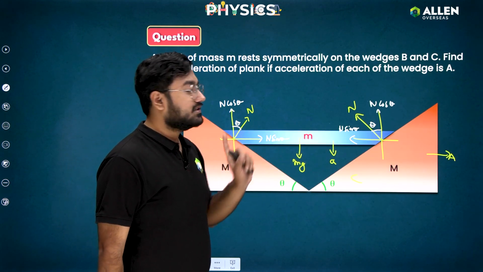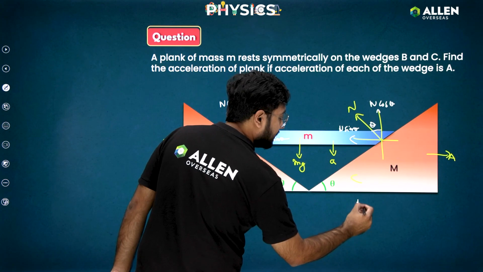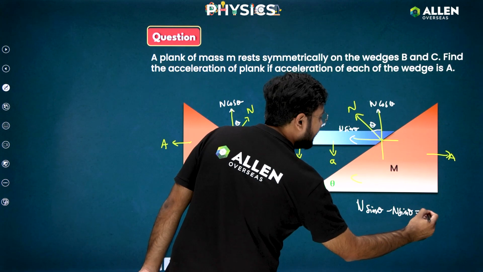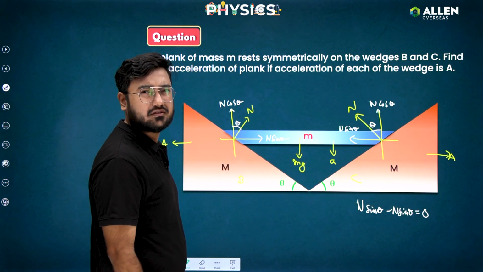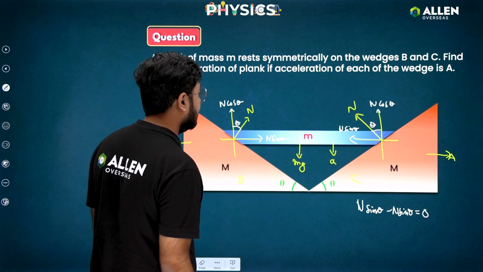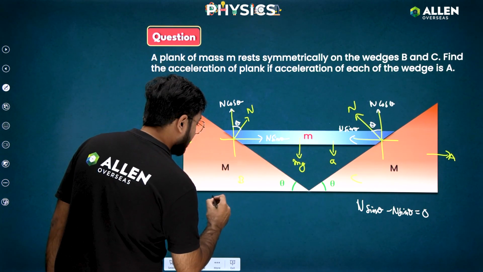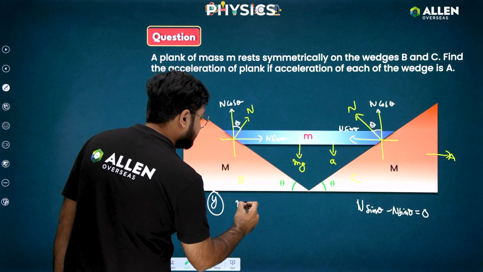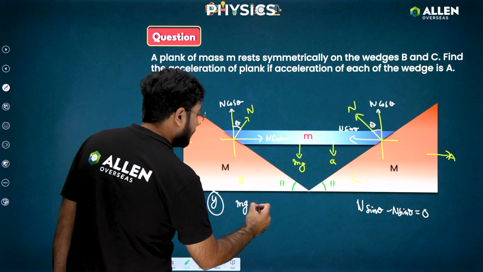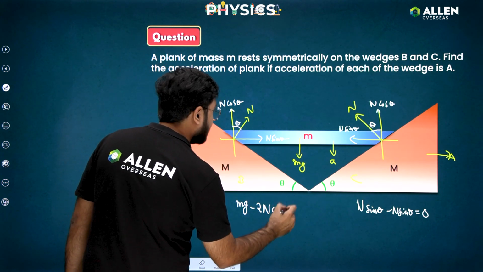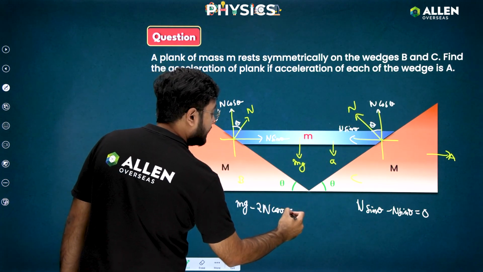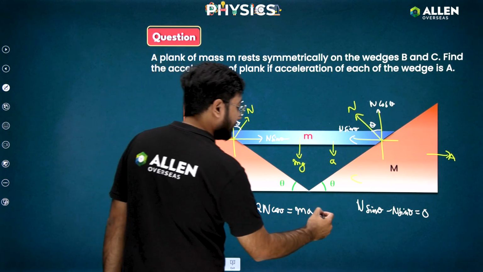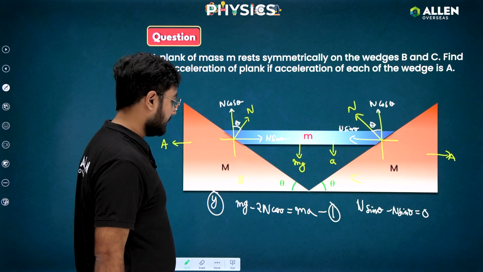So along the x direction, if I write the equation, no other forces are acting. N sin theta minus n sin theta doesn't make any difference. It is in equilibrium in the x direction. What about the y direction? The y direction is important because acceleration exists in the y direction. So mg minus 2n cos theta, n cos theta plus n cos theta, must be equal to what? ma. First equation. Okay, nice.